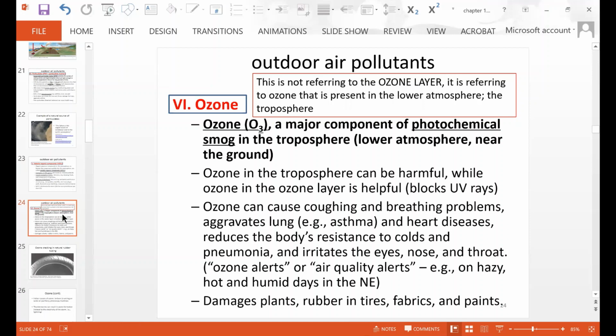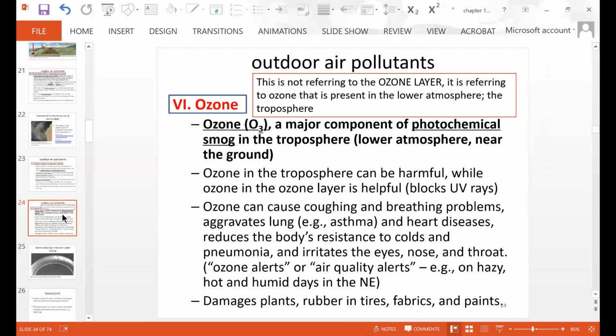When ozone is present in the ozone layer, then it is helpful to us because it helps block UV radiation from hitting the Earth's surface and affecting plants and animals and all different organisms. So ozone is a major component of photochemical smog when it is in the troposphere or the lower atmosphere.